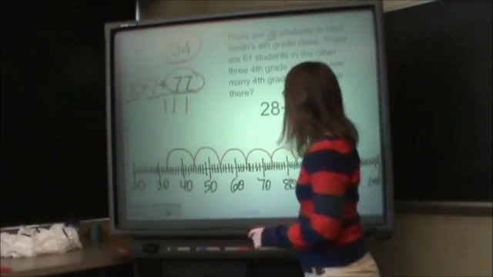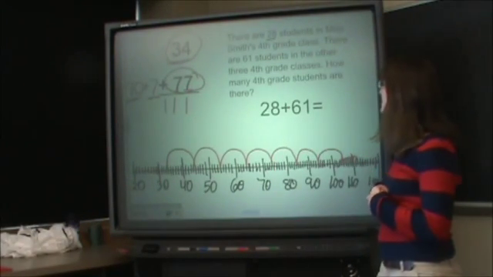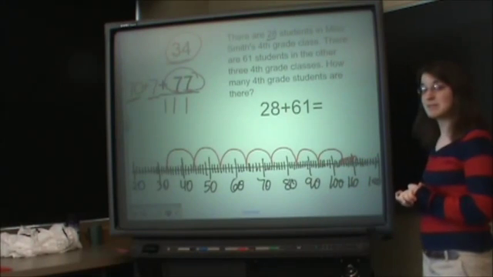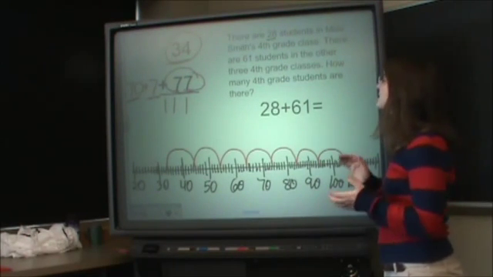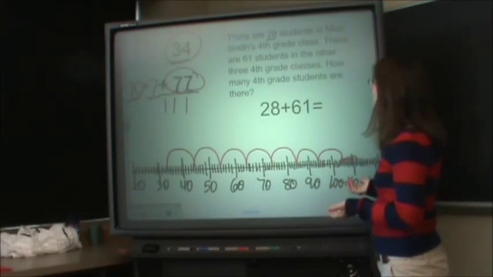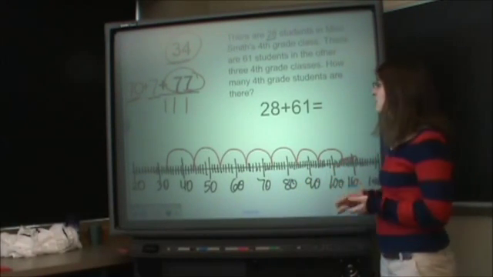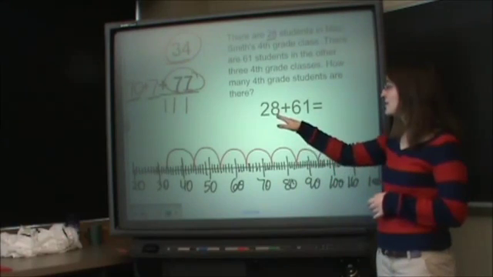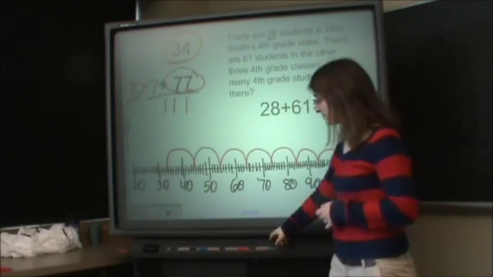Now let's take a look at this number sentence. There are 28 students in Miss Smith's 4th grade class. There are 61 students in the other 3 4th grade classes. How many 4th grade students are there? So we've already written our number sentence, 28 plus 61.